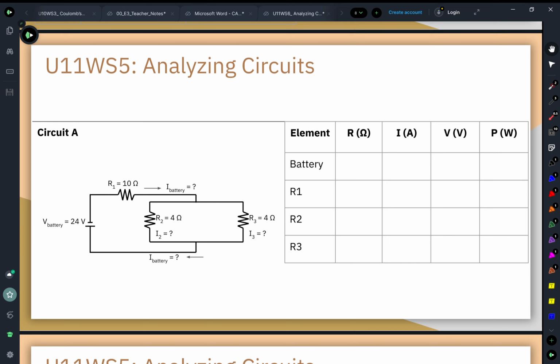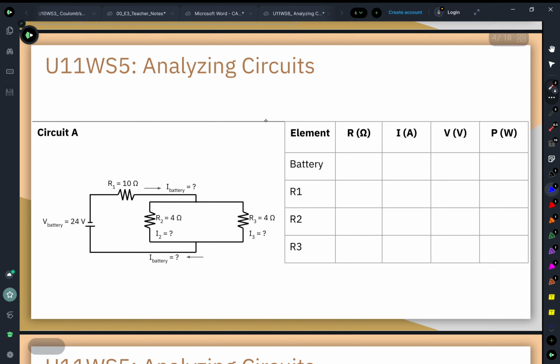Okay, so right now we are going to go over Unit 11, Worksheet 5, Analyzing Circuits, Circuit A. So what we have for Circuit A, we have a power source, we have one resistive element here, and then we have two more resistive elements over here. And then this is going to be a closed loop. Everything we need for a circuit. So this is a complete and functional circuit.